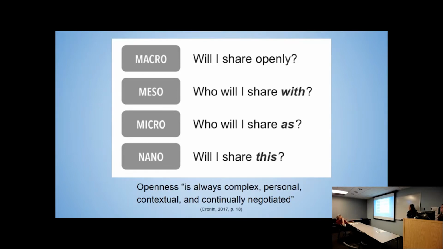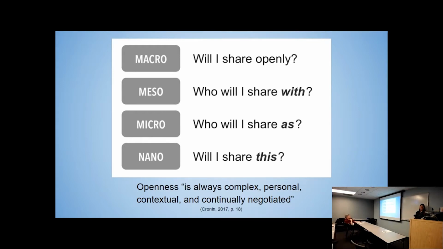But we really wanted to look at how we are asking students to share, not just, oh, you should do this because it's a really good idea and other people can see your stuff, but really considering this model by Catherine Cronin of: will I share openly? Who will I share with? Who will I share as? And will I share this? She looks at it at the macro, meso, micro, and nano levels to balance students' privacy and their openness. Because it's one thing to make that decision as an educator, it's another thing to have to do it in a class as a student.